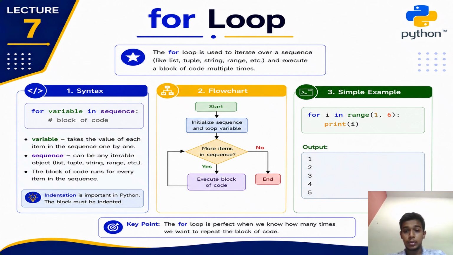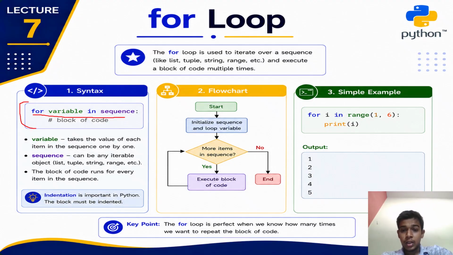Now let's first understand the syntax. So this is the syntax of the for loop. Here the variable stores one value from the sequence at a time. The sequence is the set of values that we want to iterate over. The code written inside the loop is called the block of code, and it runs once for every item in the sequence. Remember, just like conditional statements, indentation is very important in Python. The code must be properly indented.